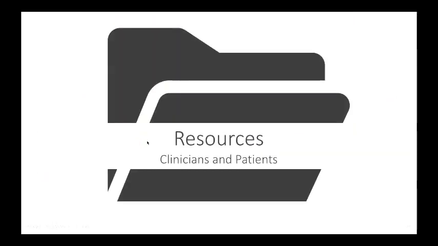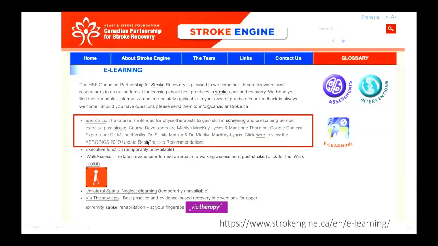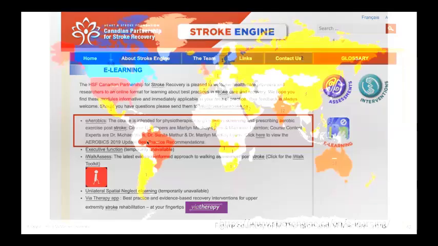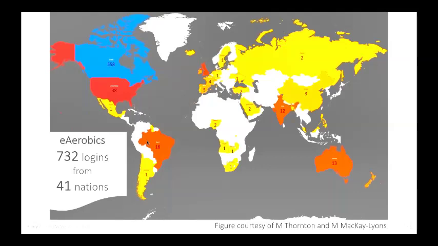And then I'll just close off by sharing with you a couple of other additional resources that might be helpful for you as well. On the Stroke Engine website, if you go into the e-learning section, there are the AEROBICS online modules that are available, and they have also been updated to reflect the new 2019 guidelines. So some or many of you may have done the original AEROBICS, and I just want to highlight that they have now been updated to reflect the most recent guidelines. Marilyn McKay-Lyons and Marianne Thornton were kind enough to share some data on how the AEROBICS has been accessed across the world. There have been over 700 logins from 41 nations globally, which has been really exciting, and I think it's a really cool resource that we have here in Canada, developed by Canadian researchers and clinicians.